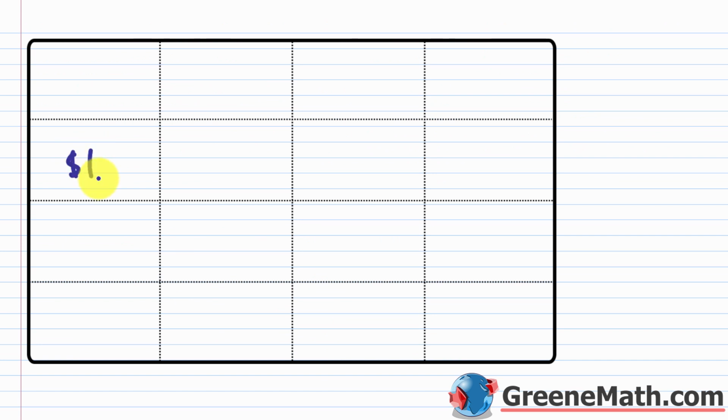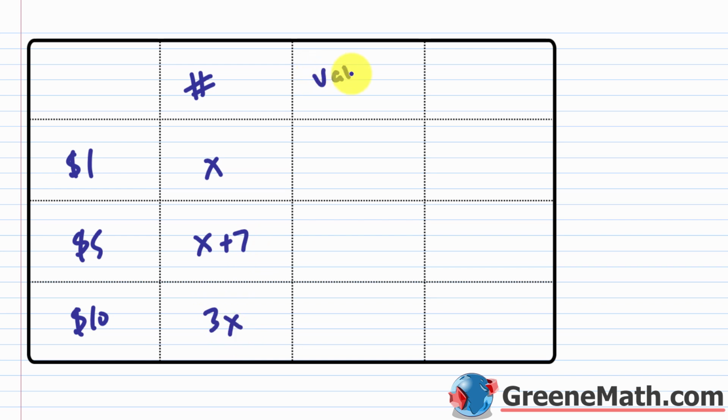So we're going to have these $1 bills, the $5 bills, and then we're going to have $10 bills. And then for the number, we had x, then we had x plus 7, and then we had 3x. Okay, so the value each, this is going to be 1, this will be 5, and this will be 10. And again, you're just going to multiply across.